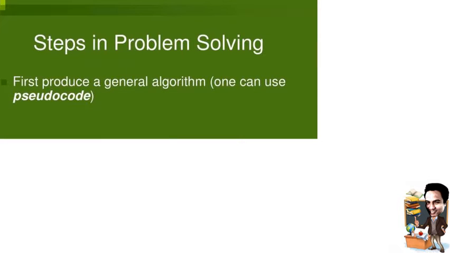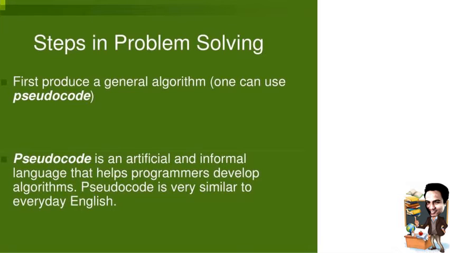Steps in problem solving. First, produce a general algorithm. One can use pseudocode. Pseudocode is an artificial and informal language that helps programmers develop algorithms. Pseudocode is very similar to everyday English.